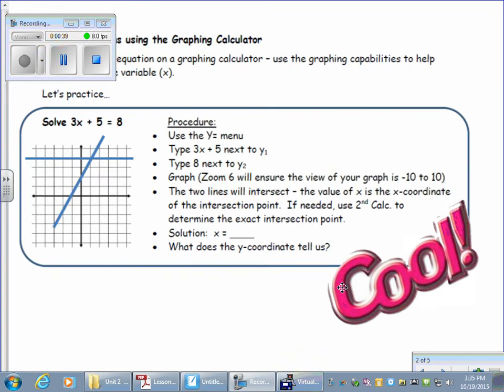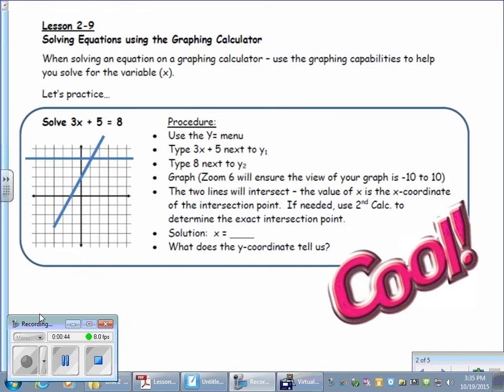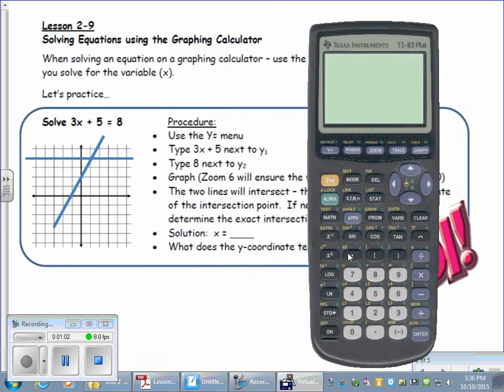So look at your handout for lesson 2-9. We're going to take equations such as 3x plus 5 equals 8, and we are going to solve it on the graphing calculator. And I'm going to talk you through the steps here listed for the procedure, okay? So you need to do this with me along with your calculator, and if you need to stop and rewind, then feel free to do so. Let me pull up my calculator, turn it on.